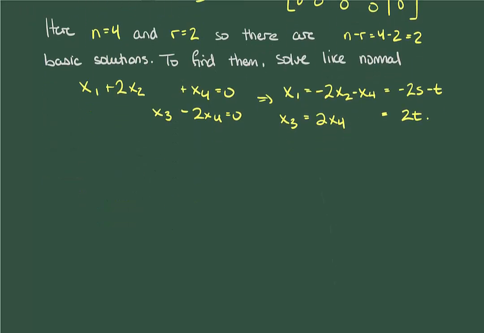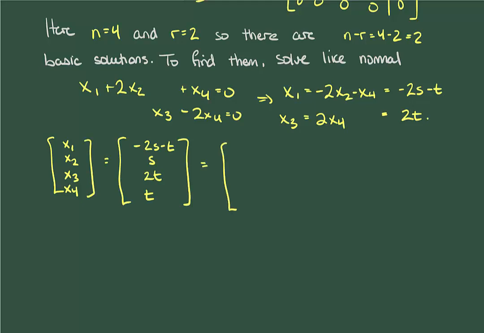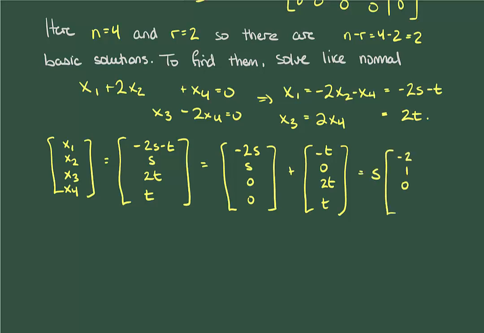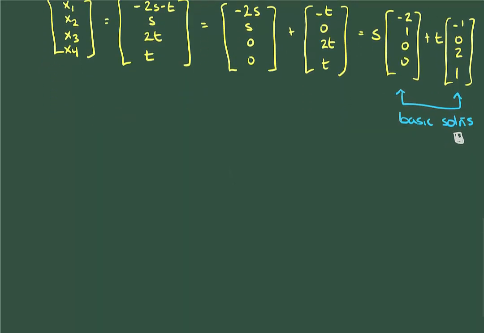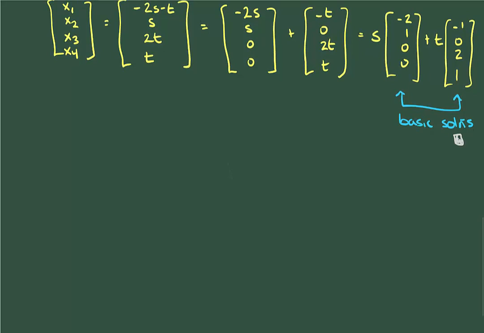Now we're going to have to write out the full solution set as so, and this is going to help us see how to extract our basic solutions. To do that, let's split this into vectors based off of our parameters, one for s and one for t. If we factor out the s and the t, we get this. The two remaining vectors here are our basic solutions, and note that by virtue of what we did, all solutions are a linear combination of these two vectors.